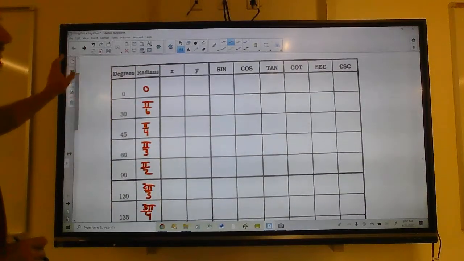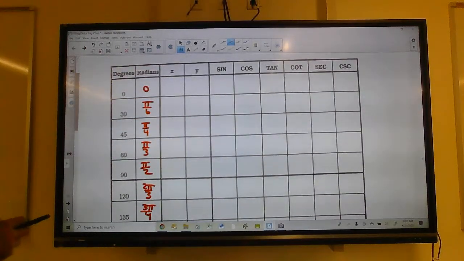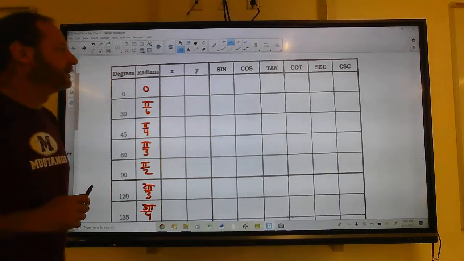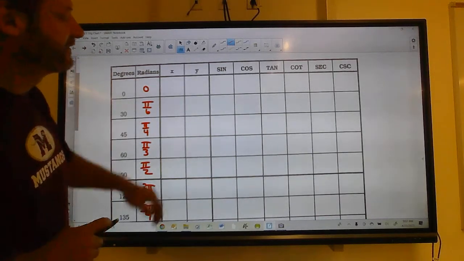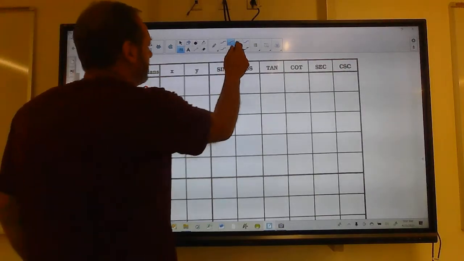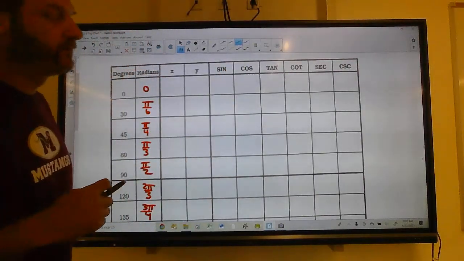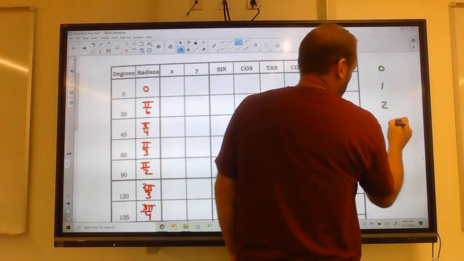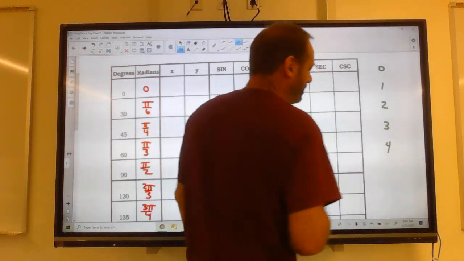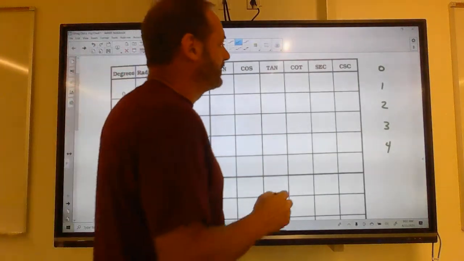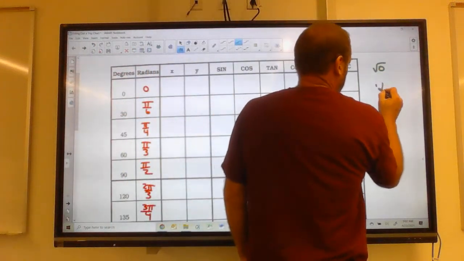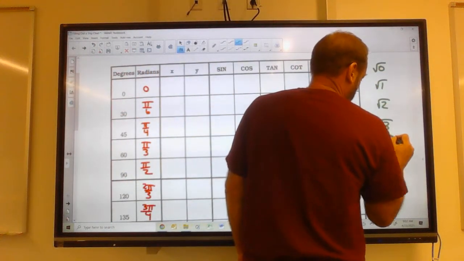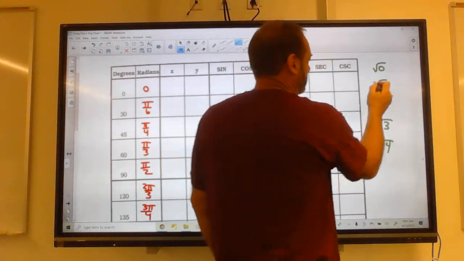Okay, now we're going to skip the x and y columns here. Okay, we're going to go look at sine. Now here's the way you can do this from memory. You've got to remember a very simple formula. You've got to be able to write down the numbers 0, 1, 2, 3, 4. And then you're going to want to square root those things and divide them by 2.